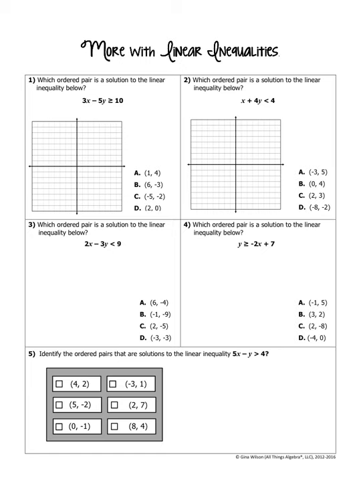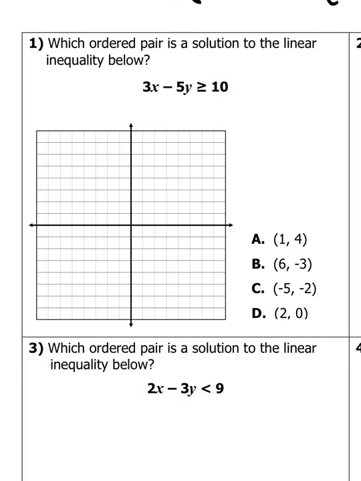It says, which ordered pair is a solution to the linear inequality below? In order to figure this out, we are going to graph this inequality. Remember, in order to graph an inequality or an equation, it has to be solved for slope-intercept form. That means we have to get this y all by itself. So the first thing I'm going to do is subtract this 3x and put it on the other side. When I do that, I can't really do 10 minus 3x, so I'm going to rewrite this here.